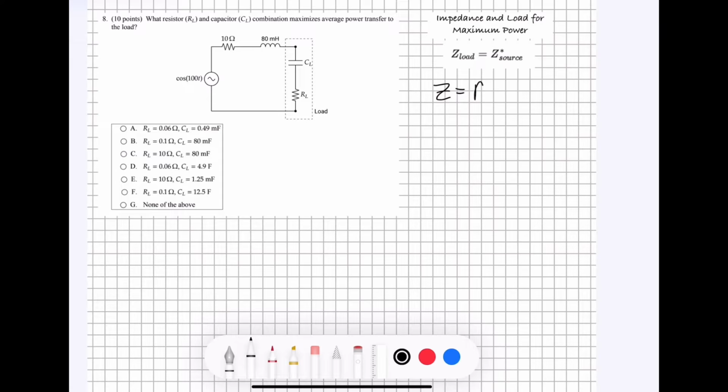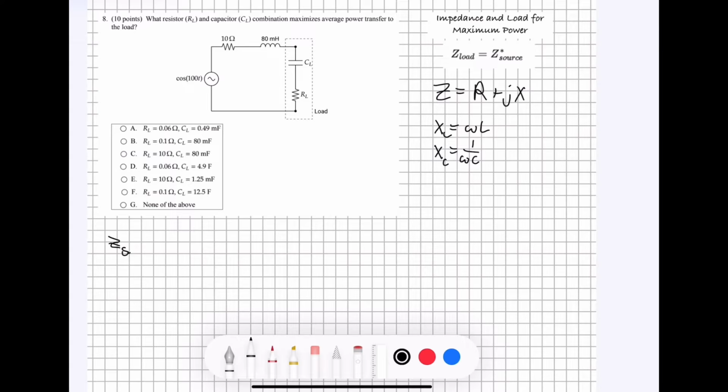Impedance is equal to resistance plus J times the reactance. And the reactance is either going to be equal to omega L, or it's going to be equal to 1 over omega C, depending on if you're trying to find the reactance of an inductor or capacitor.